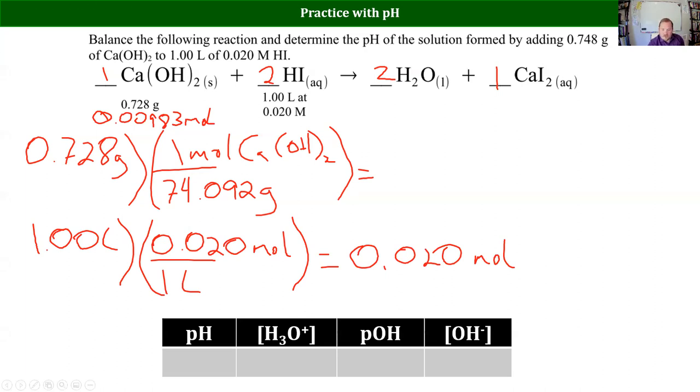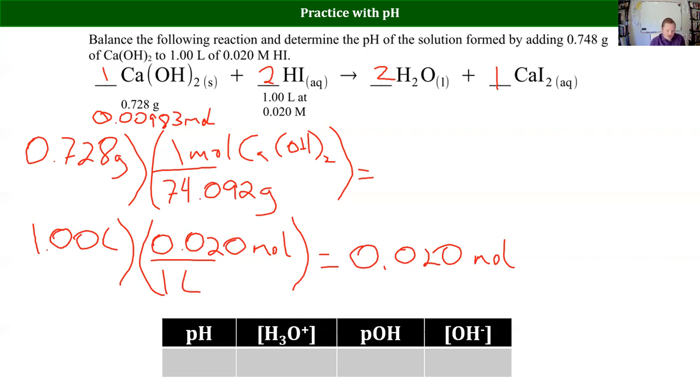All right, so I've started filling in some of this. Start by balancing. And then figure out how many moles we have of everything. It's always our first step with stoichiometry problems, right? It's an excess reactant problem, theoretical yield problem, doesn't matter. We need to start by figuring out how many moles we have of it.